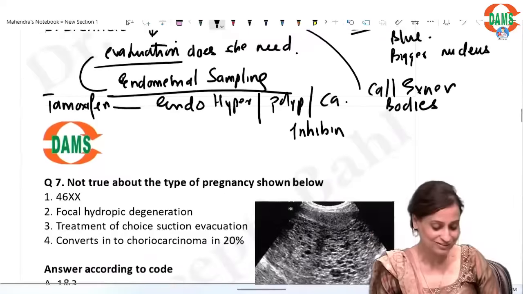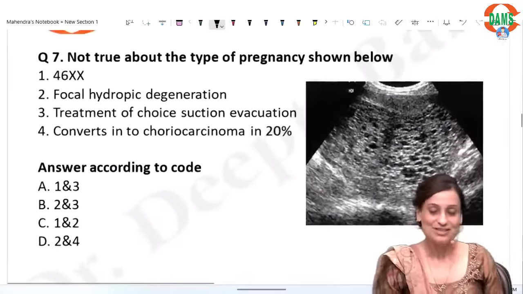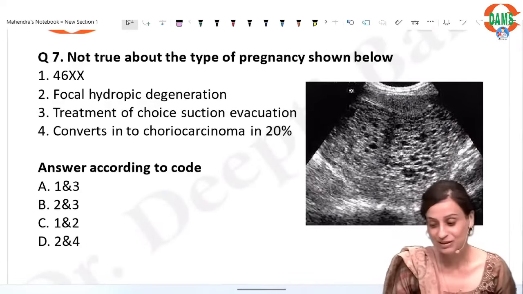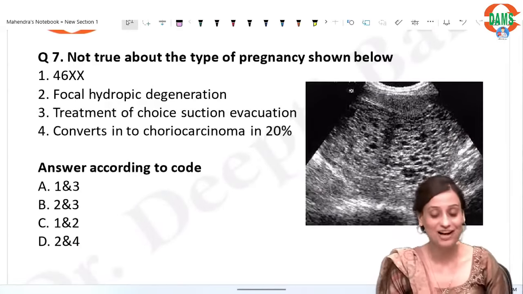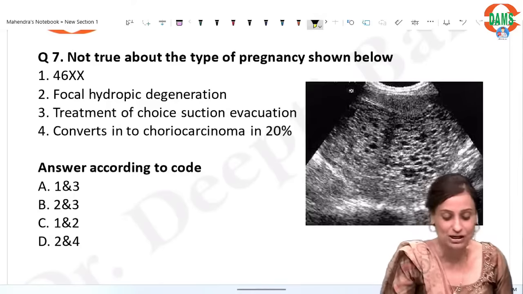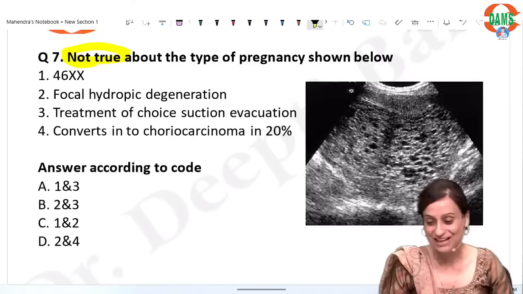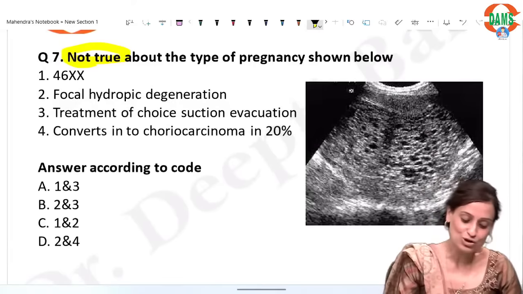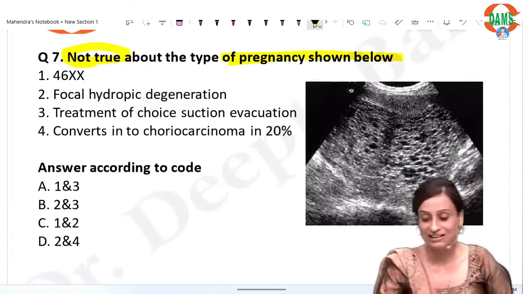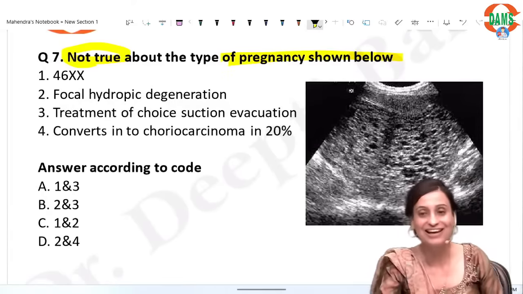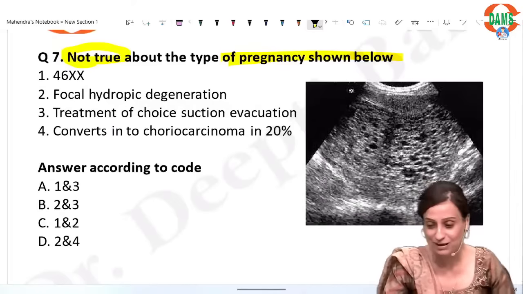Okay, perfect. Good going, everyone. Ready for the next one? Okay, so a multiple completion type and a topic that the INICET are fond of asking. I'm going to give you 2 seconds to commit your answer. So, not true. Please be careful, okay? Not true about the type of pregnancy shown below, okay? Not true about the type of pregnancy shown below.